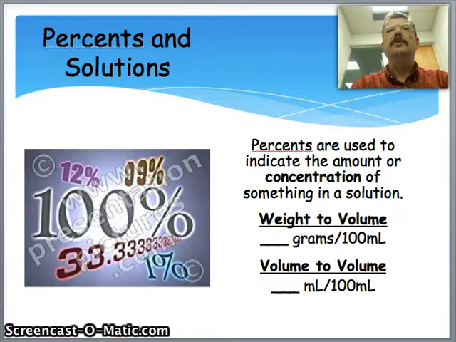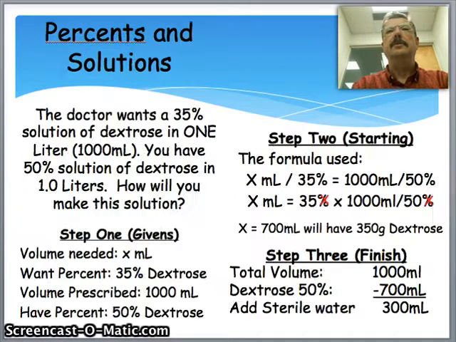Percents and solutions. Percents are used to indicate the amount or concentration of something in solution. It can be weight to volume, or grams per 100 milliliters, or volume to volume, or milliliters in 100 milliliters. An example would be the doctor wanting a 35% solution of dextrose in 1 liter, which is the same as 1,000 milliliters. You have a 50% solution of dextrose. How will you make this solution?